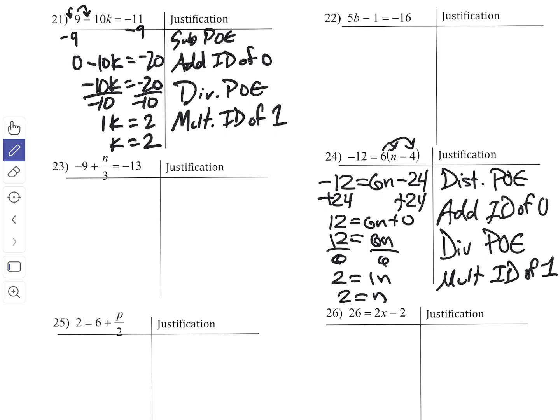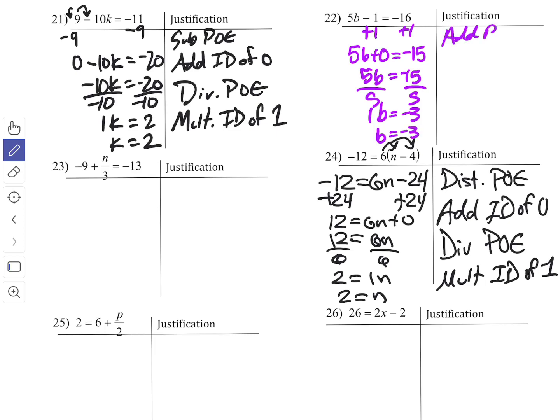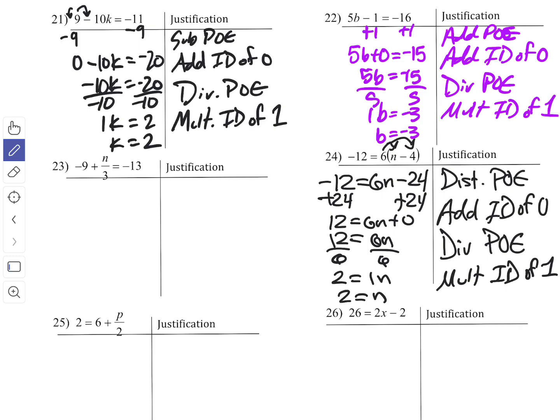Okay, 22. Add 1 to both sides. Drop the 0. Divide by 5. 1b equals negative 3. b equals negative 3. So addition property of equality first, additive identity second, division property third, and multiplicative identity fourth and last.